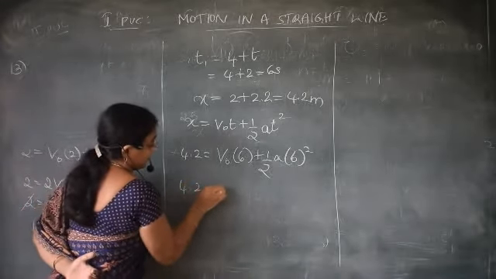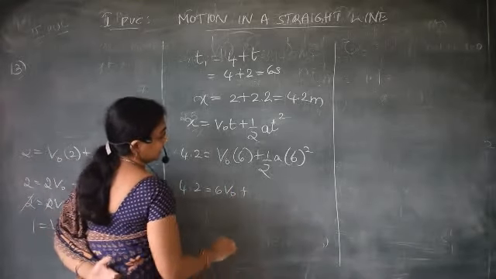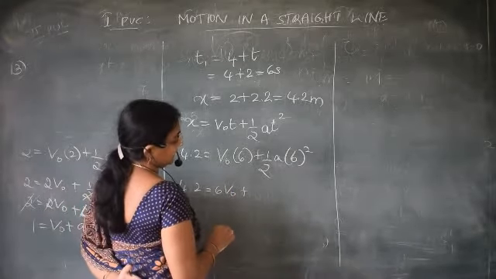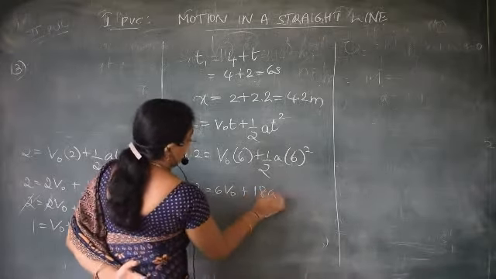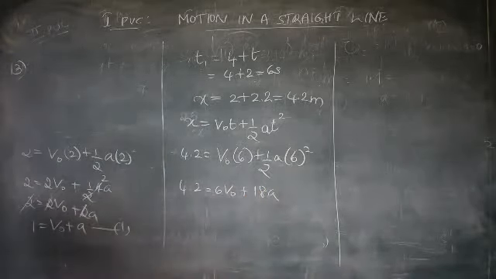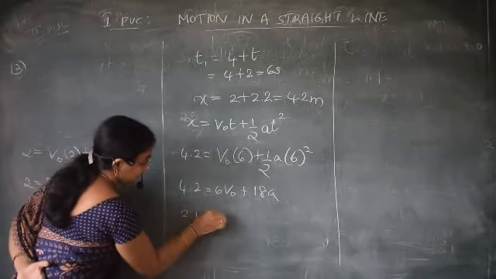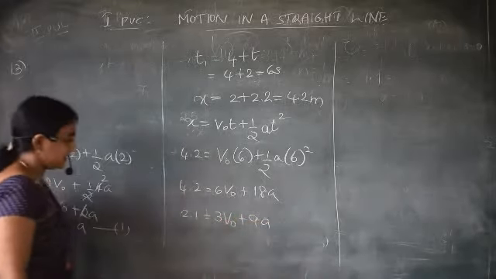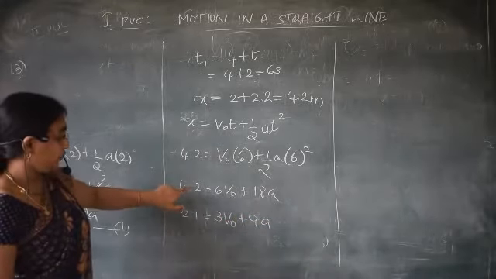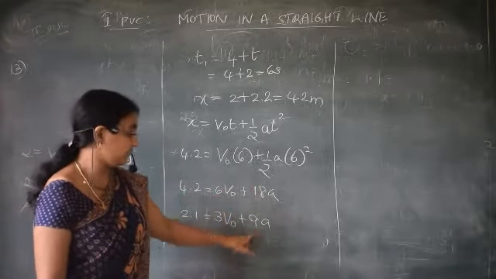4.2 is equal to 6 V0 plus, 6 3s are 18, so 18A. 2 2s are 4.2, that is 2.1, is equal to 3 V0 plus 9A. Correct? See here: 2 2s are 4, 2 1s are 2, 2 3s are 6, 2 9s are 18.